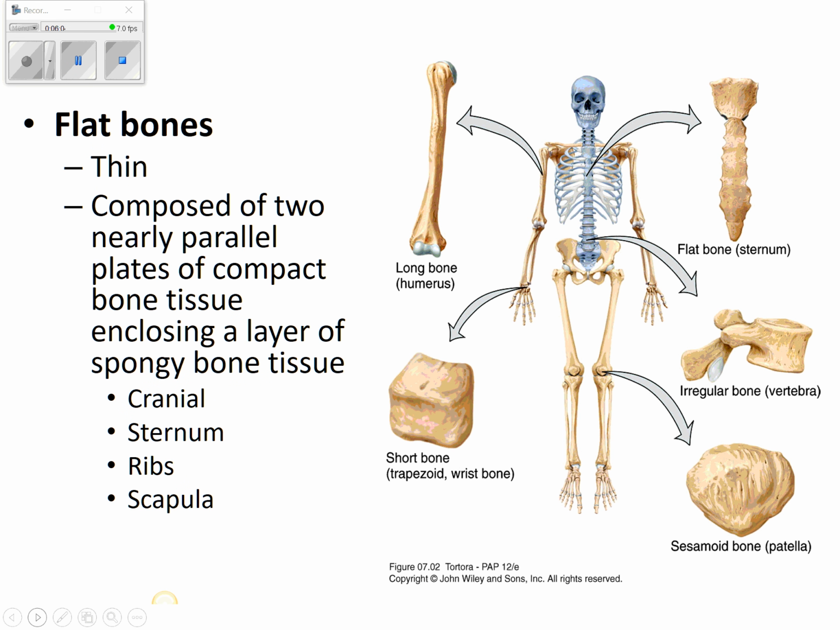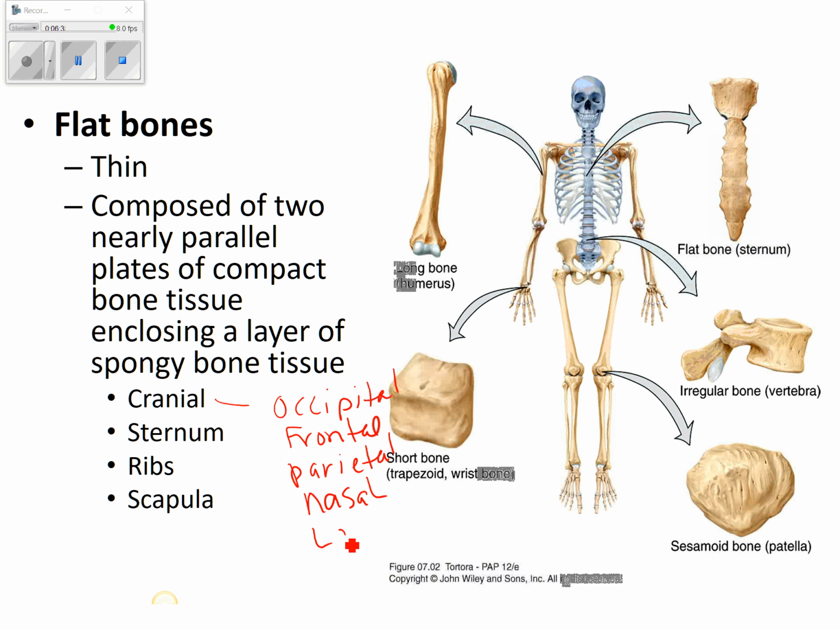Flat bones are very thin bones composed of nearly parallel plates of compact bone tissue enclosing a layer of spongy bone tissue. Examples are your cranial bones. The cranial bones are like your occipital bone, your frontal bone, parietal bone, your nasal bone, and the lacrimal bone. Those are a few examples of the cranial bones that are flat.